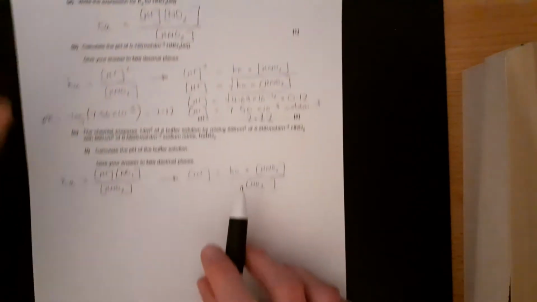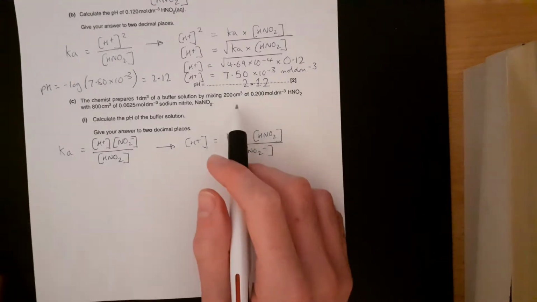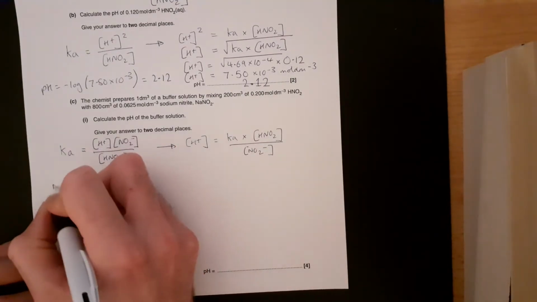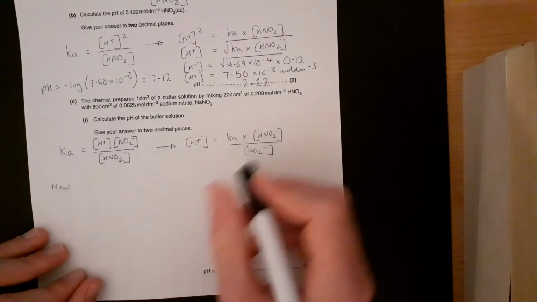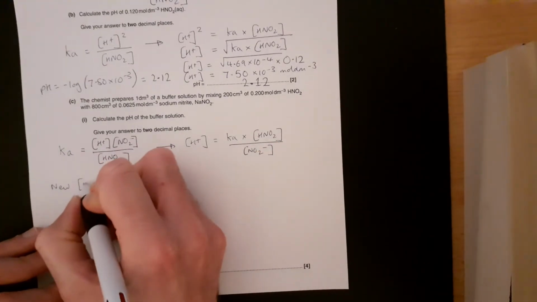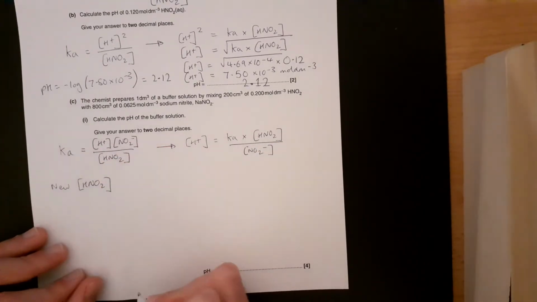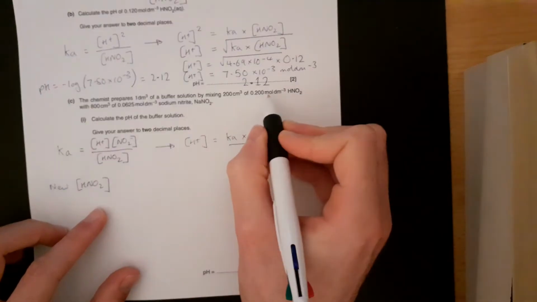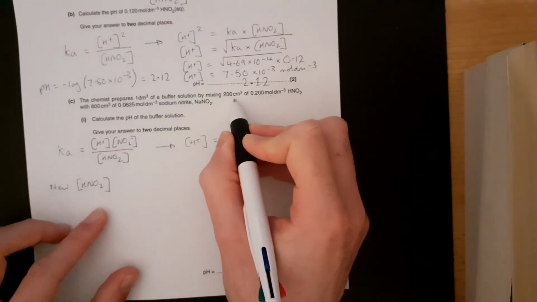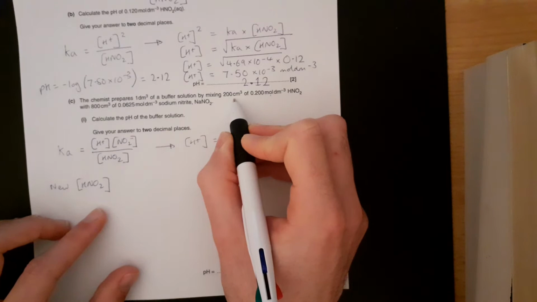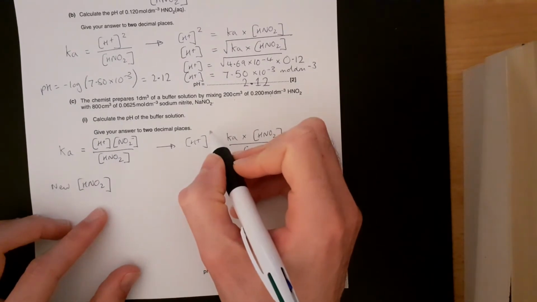Okay, so that's our next step. That's how we're going to move forward. So we want to work out the new concentration of the acid. To do that, we're going to do the concentration times the volume to get the moles, and then do the moles divided by the total volume that we've got now.